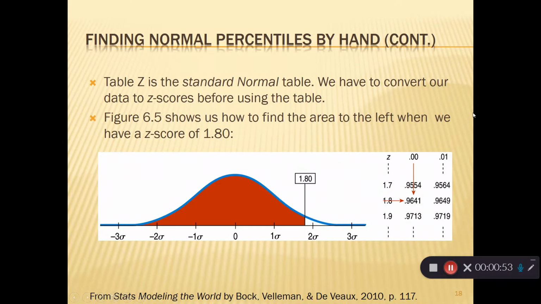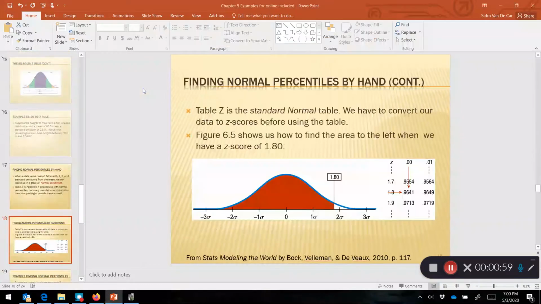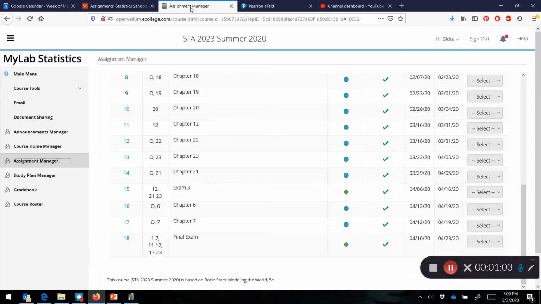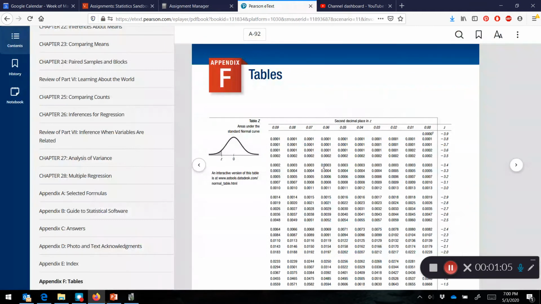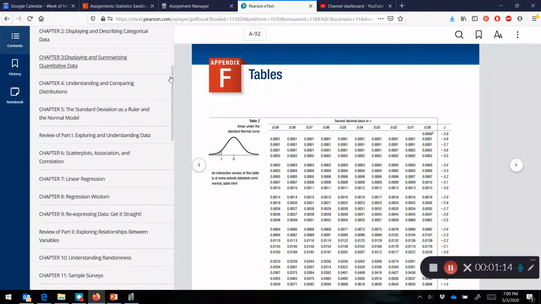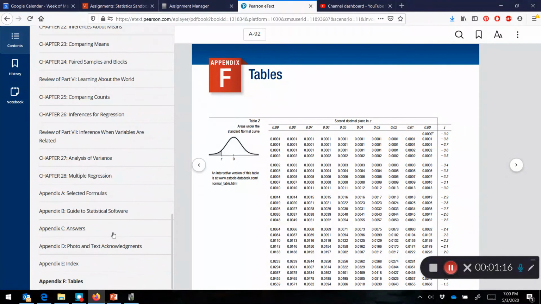All right, so in your textbook, you have Table Z and Appendix F. So let me show you really quickly where that is. If we go back over to our textbook, Appendix F. By the way, once you go into MyStatLab and go on the textbook, just hit the contents and scroll down to Appendix F right here.